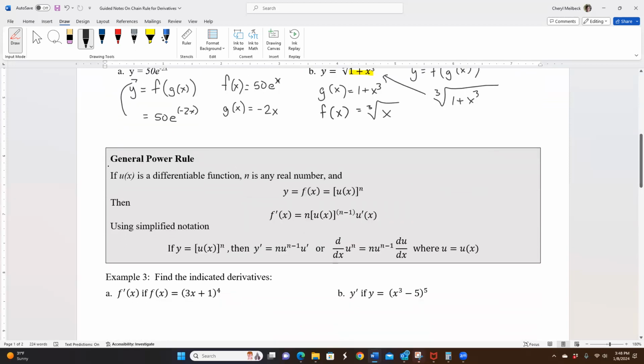So this is the general power rule if we're using the chain rule. This says that if your function is a composite function, so you have a function on the inside being taken to a power, the way we take its derivative is we multiply this power, n, times the function to the n minus 1, but then times the derivative of the inside function. So let's do an example of that in 3.